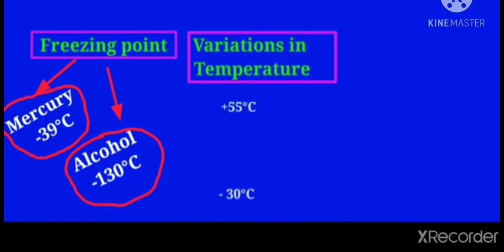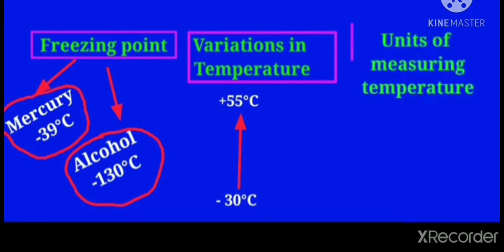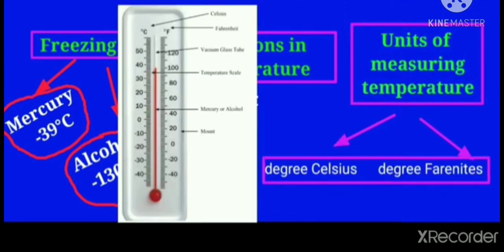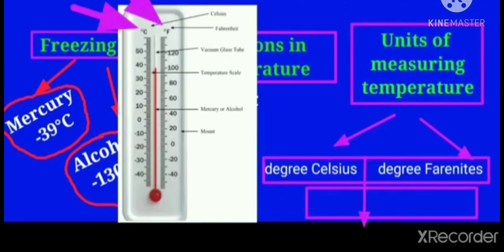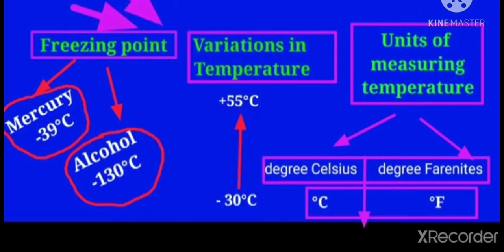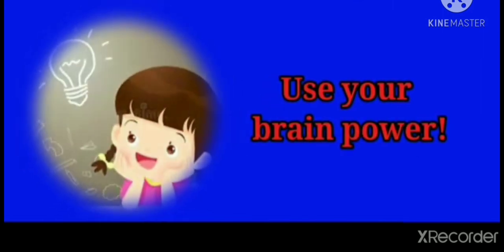Variation in temperatures from minus 30 degrees Celsius to plus 55 degrees Celsius can easily be observed with the help of this material. The units of measuring the temperature are degree Celsius or degree Fahrenheit. As shown in the figure, these are measured as degree C or degree F. The difference in the daily temperature, maximum to minimum, can be observed with the help of this thermometer.